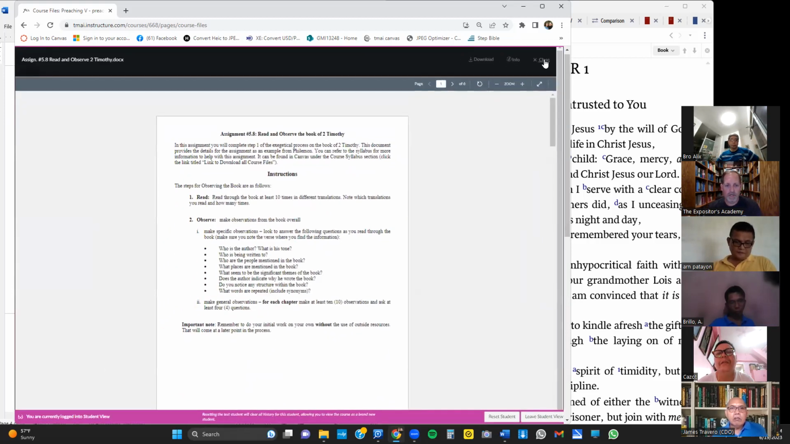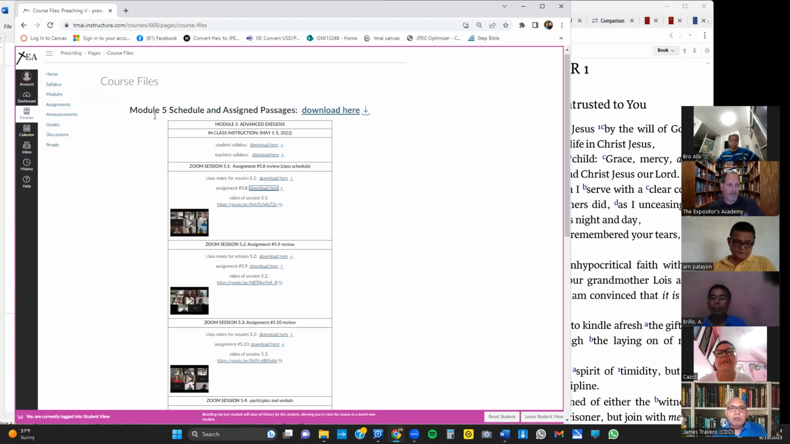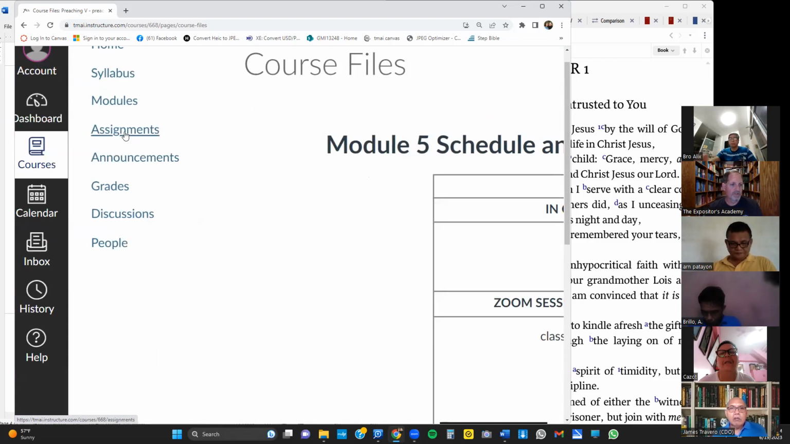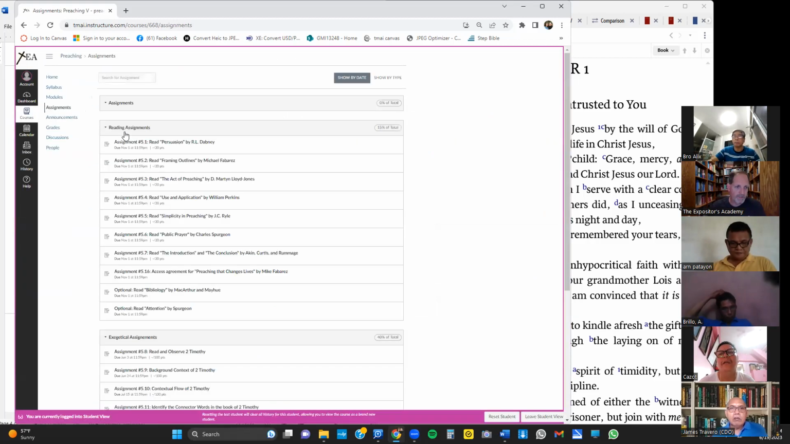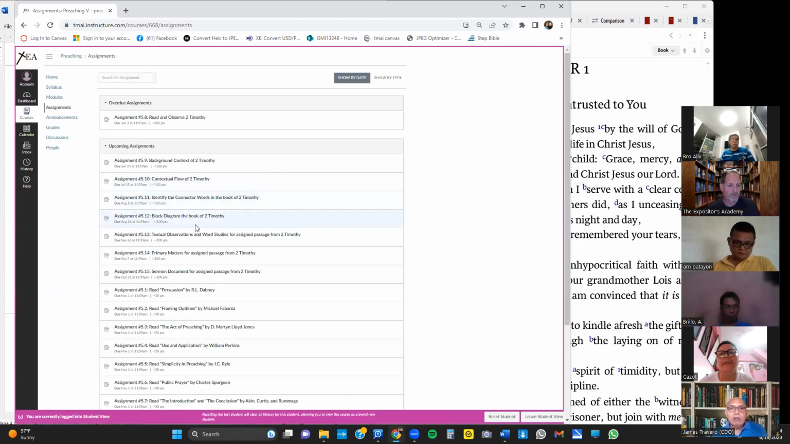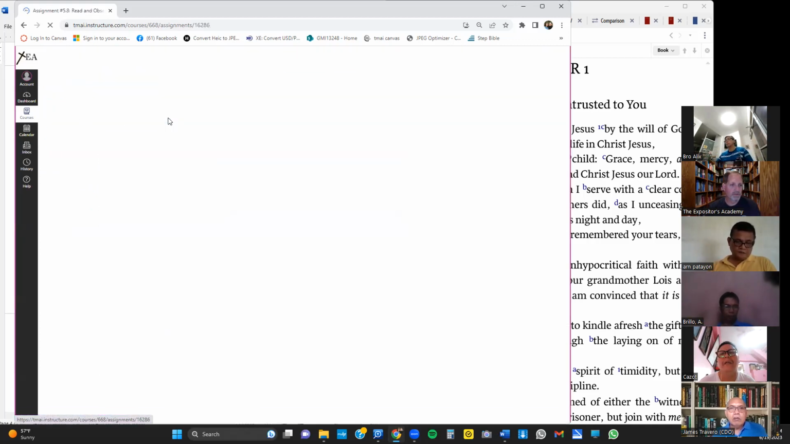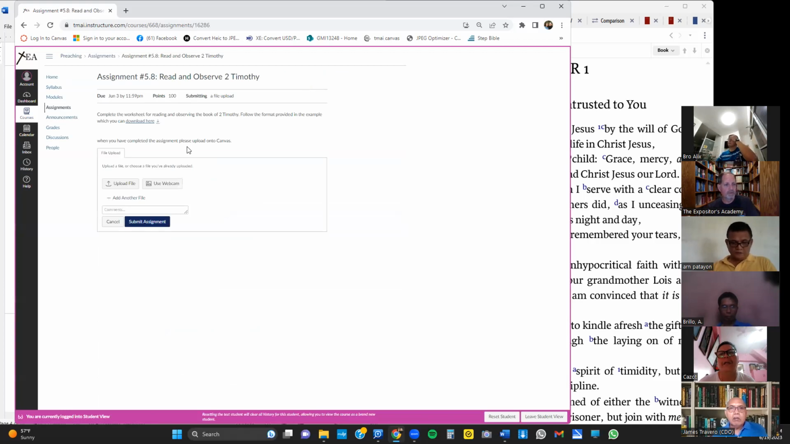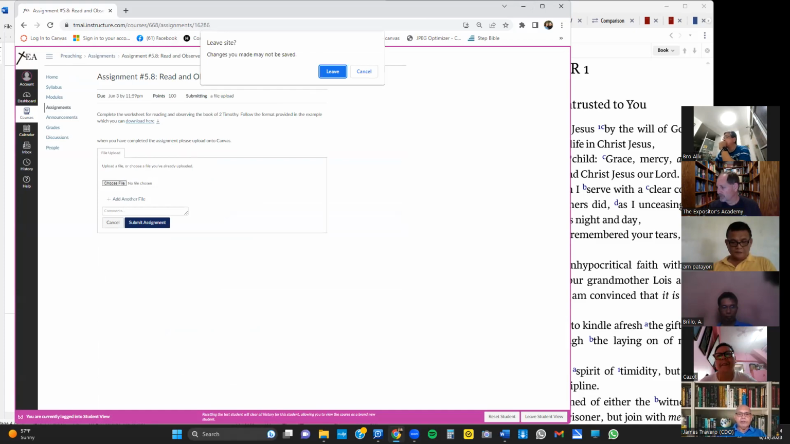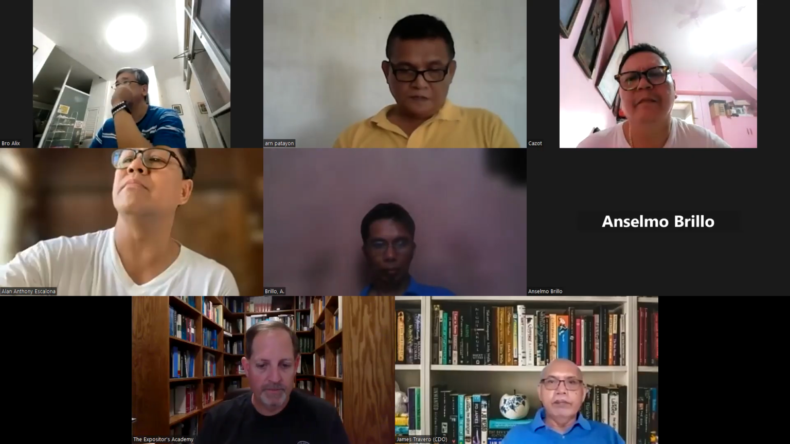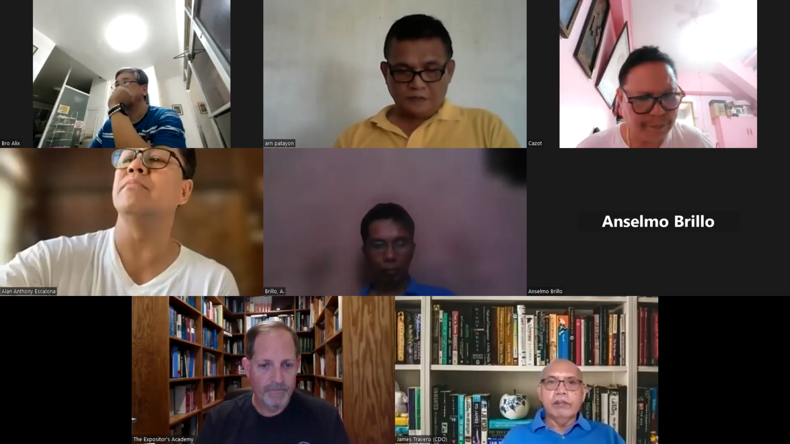But when you do the assignment, to upload it, you have to go over here on the upper left corner, the assignment section. I think you're all familiar with this, but I know sometimes it helps just to review it briefly. And you'll pick that assignment, read and observe 2 Timothy, and then start the assignment, and you can upload the file. Okay, so that's just a quick review there. Now, back to what we were talking about.